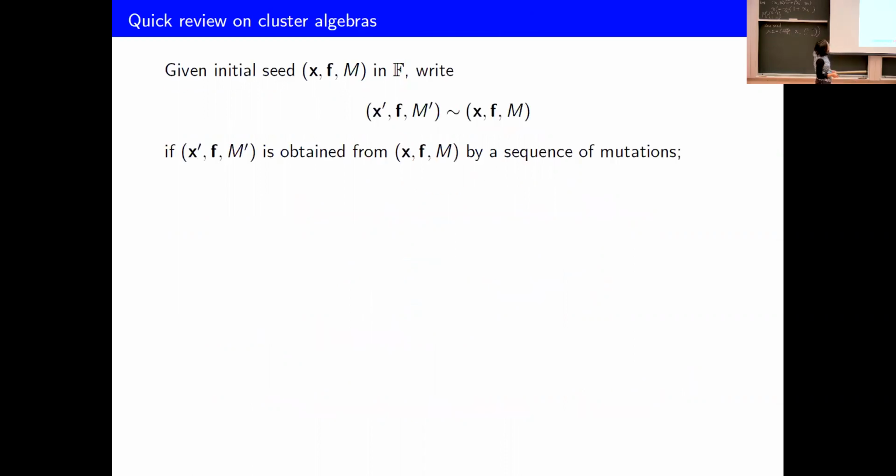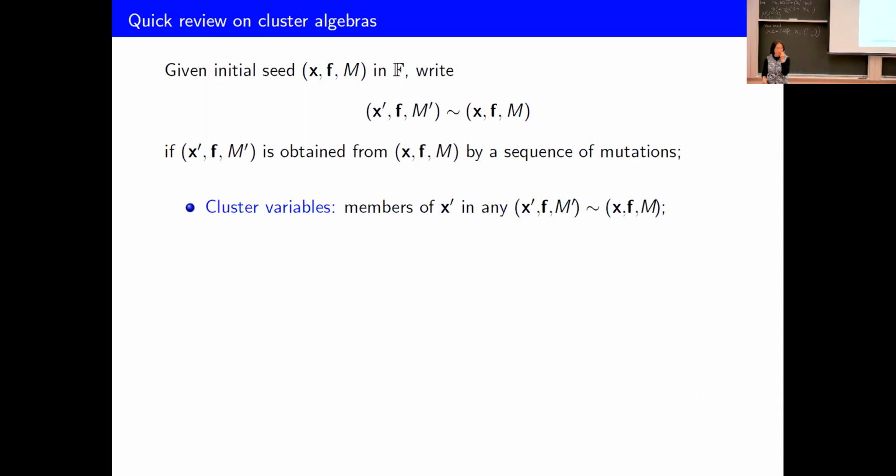Okay, so now I have only been telling you how to mutate. If you start with an initial seed, you just keep mutating in all possible directions, you get lots of seeds. Any seed you obtain that way is said to be mutation equivalent to your original one. So this is the mutation equivalence class among seeds. Now, how do we define the cluster algebra? I have not told you.